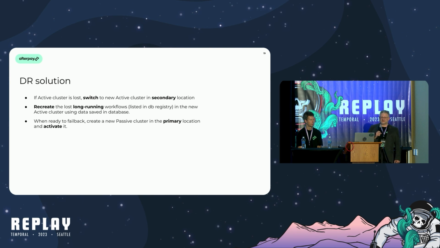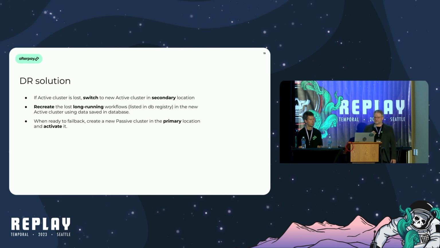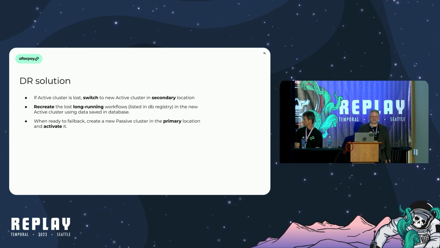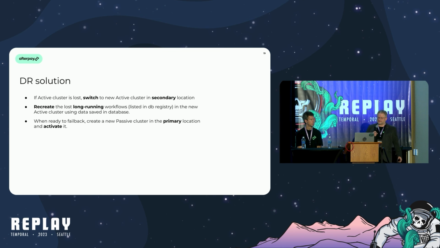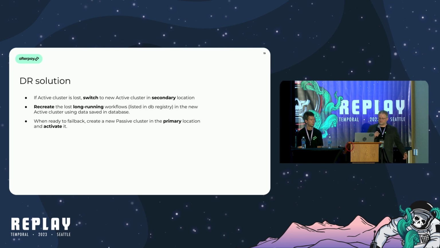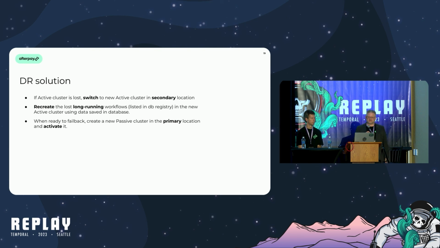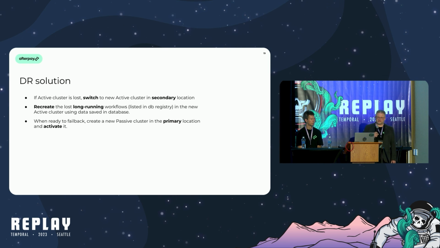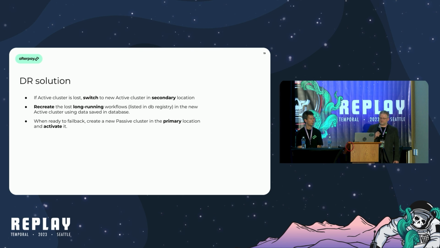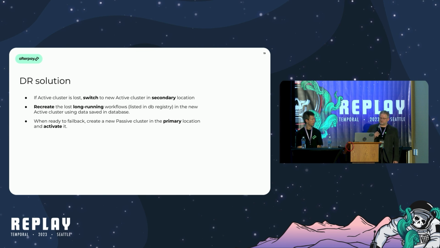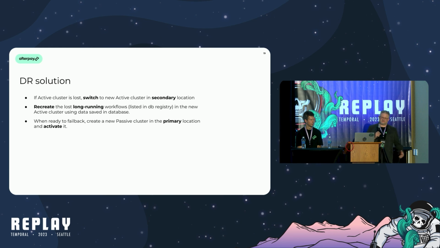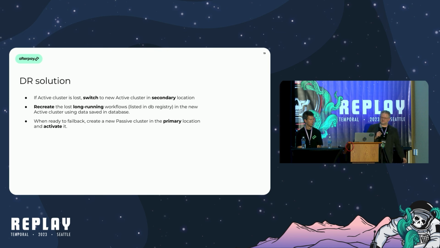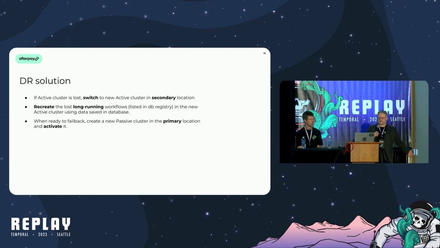Then we start to recreate the long-running workflows using a special recovery workflow. It uses our in-flight registry and a database state to recover all those workflows. The only downside to this is that every long-running workflow must have such a mechanism available. When we're ready to fail back, we add a new passive cluster in our primary location and activate it. When all workflows are completed in a secondary location, we just shut it down.